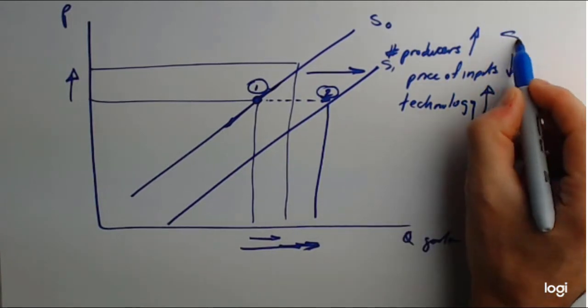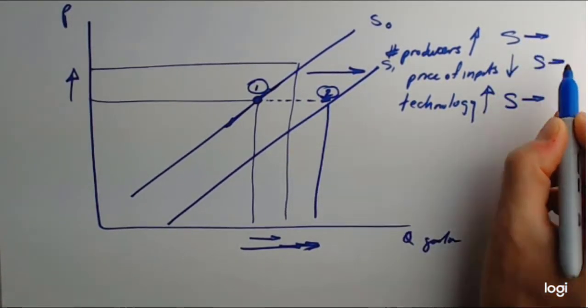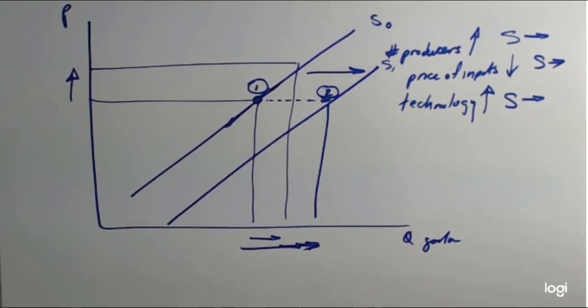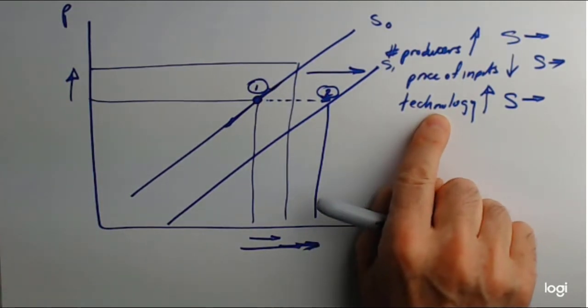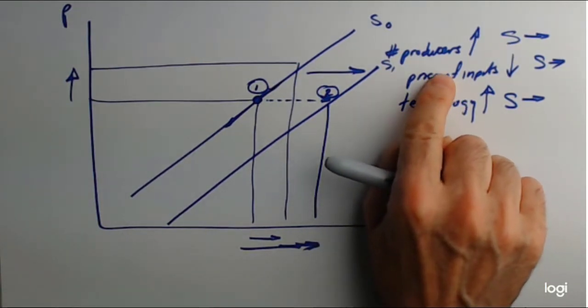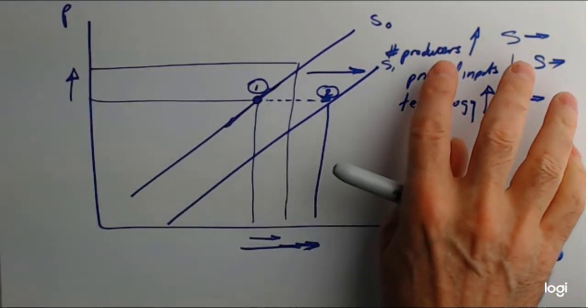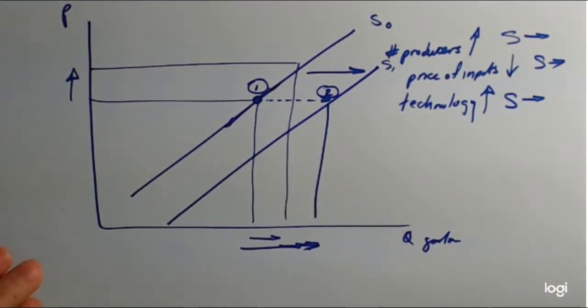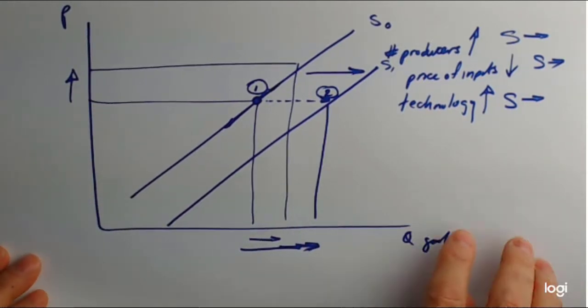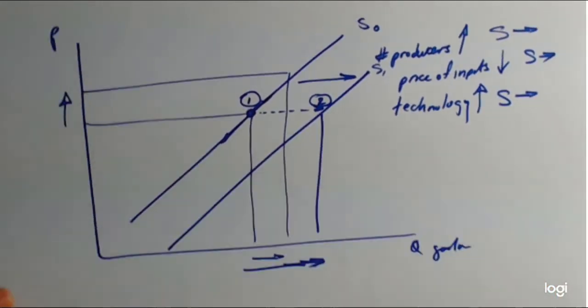So here, each one of these items is a supply shift to the right. When technology goes up, it's very similar to the price of inputs coming down in effect. Again, that's not an exhaustive list. There'll be much more, but I just want to give you the basics here. And let's now move on to supply and demand.